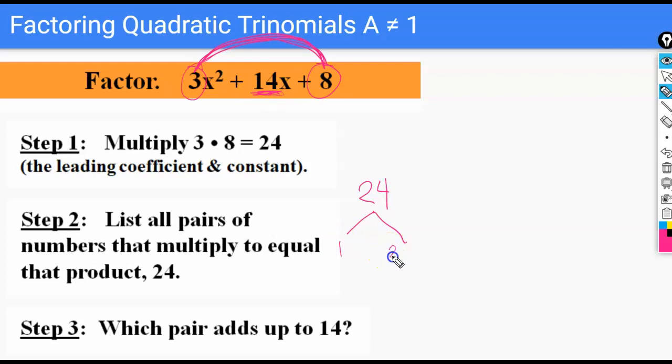So pairs of numbers for 24: 1 and 24, 2 and 12, 3 and 8, 4 and 6, and I think that's it. As far as the ones that actually add up to equal 14, I think that's 2 and 12, because that's going to be the two that multiply to give me positive 24 and add to give me positive 14. So far, it's really identical to what we did when a was equal to 1, other than we had to remember to multiply by that a. And now we have our two pairs of numbers.